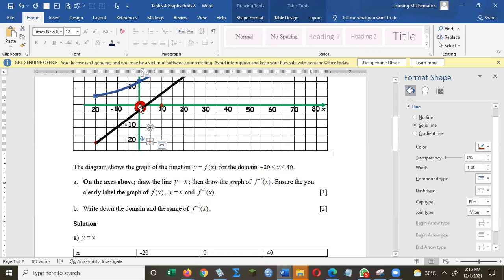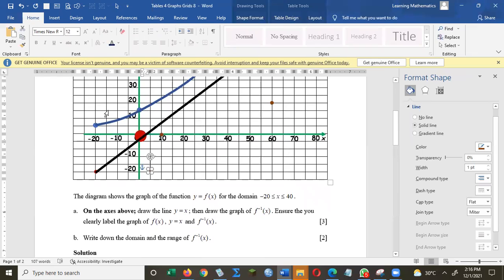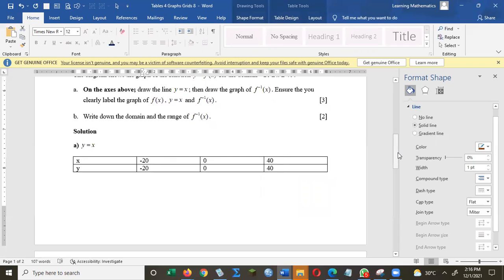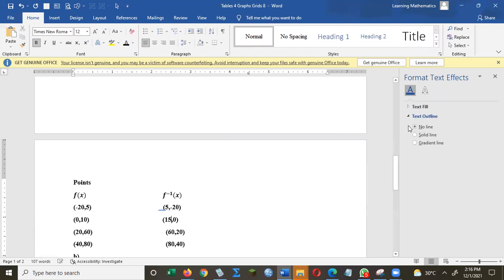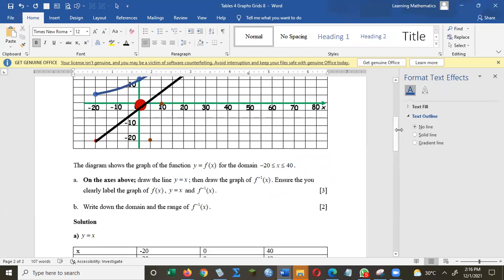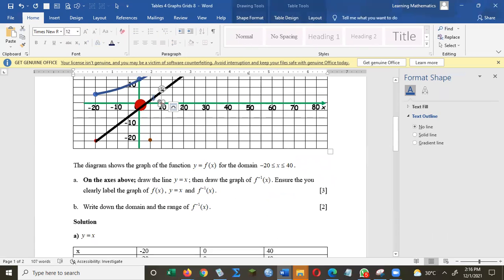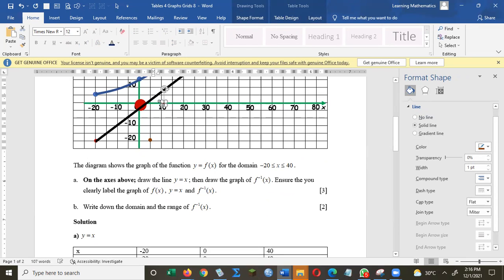The next point is 0, 10. 0, 10 becomes 10, no, that's not 0, 10. That's 0, 15. You see where it is, halfway between 10 and 20. So that's 0, 15. 0, 15 becomes 15, 0. Reflection. And you plot 15, 0. This is 10. That was from the previous example, but now we have 15, 0. So that's what you do for the inverse of the graph.